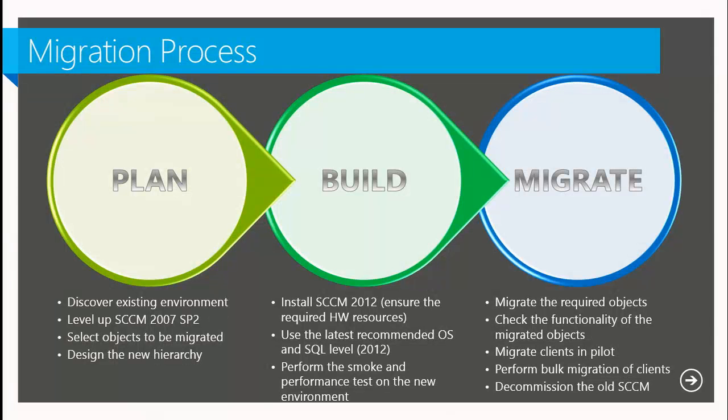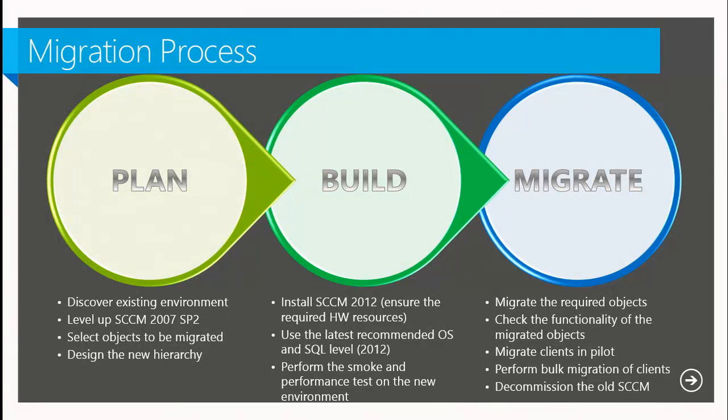We have to have an updated inventory about the operating system level, service pack level. Do we have Itanium systems or not? Do we have several Active Directory forests which are untrusted or trusted? And we have to level up the SCCM 2007 to at least service pack 2, because this is the minimum level that is supported by the migration job functionality of the SCCM 2012.